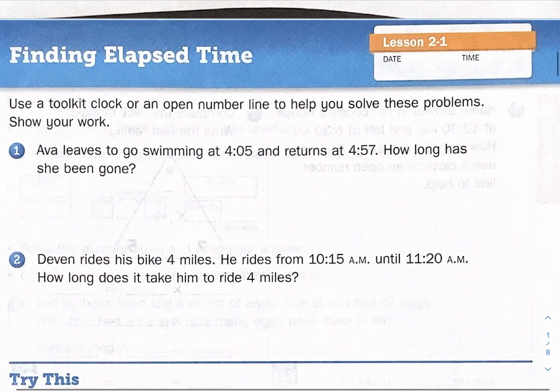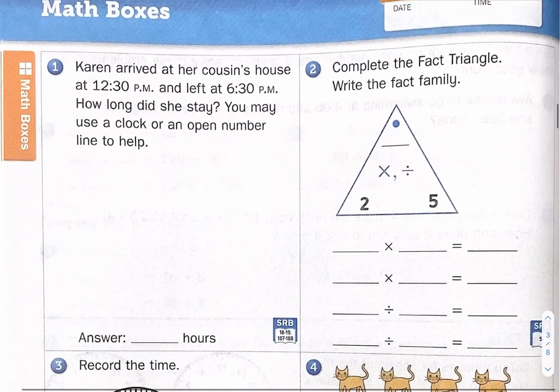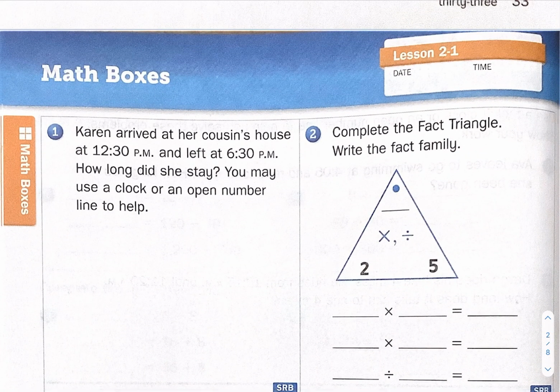And then you also need to do page 33, which talks about finding elapsed time. This is continued practice from what we did in the last unit. So again, use your toolkit clock or an open number line. You can draw a number line out to help you solve these elapsed time problems. And then as always, there are math boxes on page 34 that you need to do.